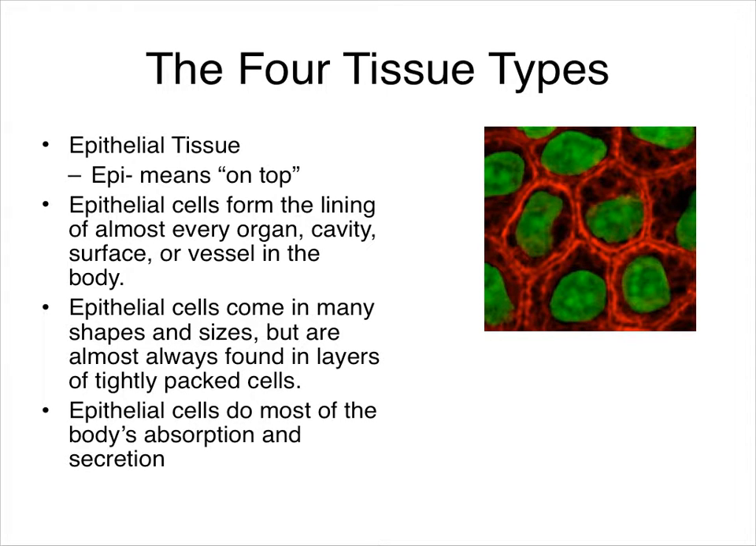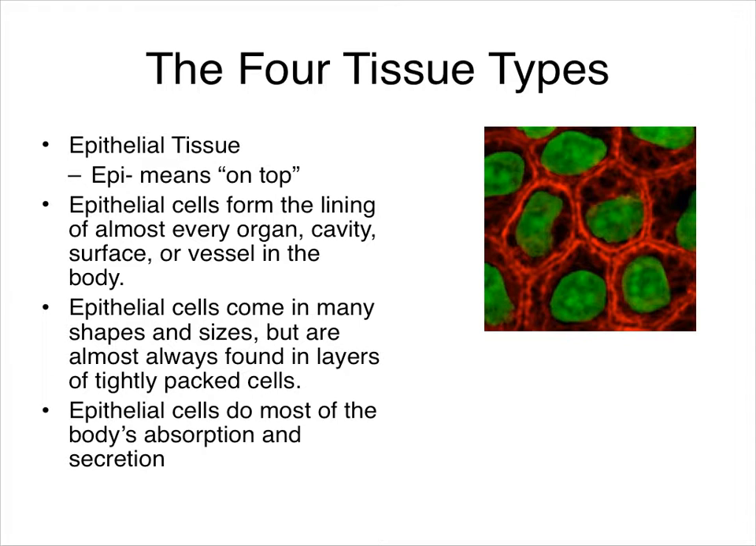The 4 types of tissues, the first of them is what is called epithelial tissue. Epi means on top. These are cells that make linings. Pretty much every lining in your body is made of these. Anytime you have an organ, it will be lined with epithelial tissue. Your body, your skin, its upper lining is epithelial tissue. Anything that faces an open space, or at least just a non-tissue space, is lined with epithelial tissue.